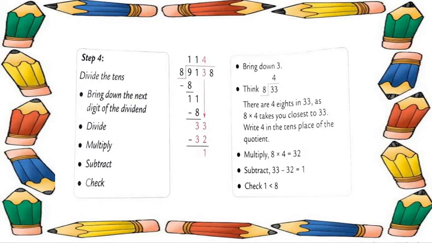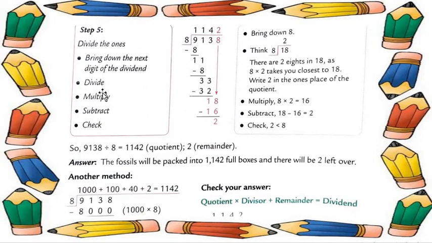Understood? So students, I hope you all have understood. Now we move on to step number 5. It is the same as step number 3 and step number 4. We have to bring down, then divide, multiply, subtract and check. The remainder must be less than our divisor. Now take 2 to 3 minutes for solving step number 5. I am waiting for you, and after that we will solve step number 5 here.